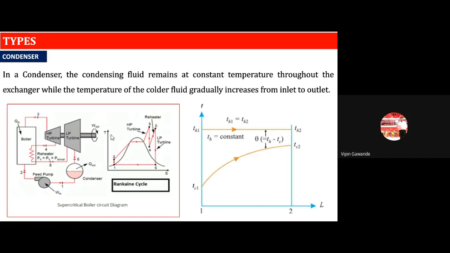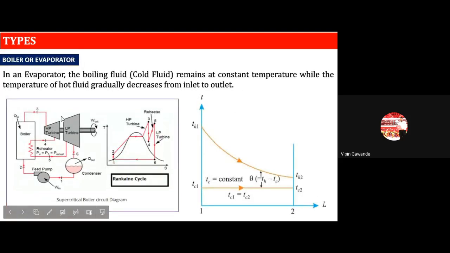So if you draw the TS diagram, that is the temperature and entropy diagram, in it 6-1 denotes the phase change process in the condenser. If you see here, this is 6-1. This is our Rankine cycle. This is the same thing I have drawn here. So that concept comes from here.